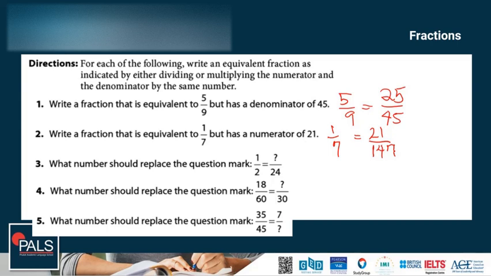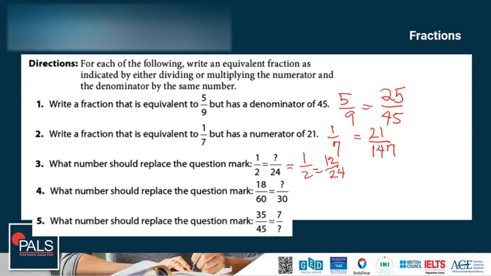Number 3, what number should replace the question mark? So the numerator 2 becomes 24 by multiplying 2 by 12. So let's multiply 1 by 12. So the answer is 12. 1/2 is equal to 12/24.